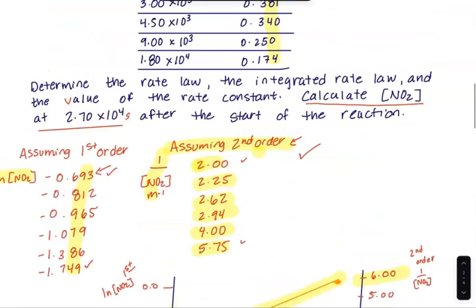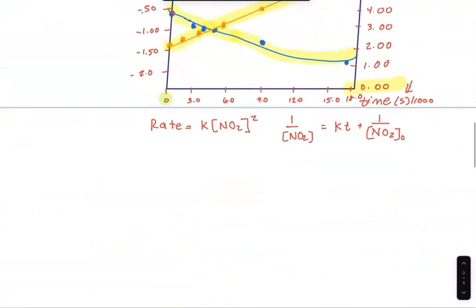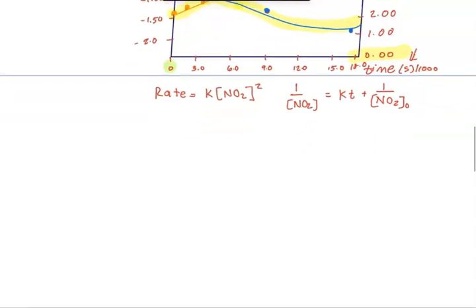So the problem did ask us to determine the rate law and the integrated rate law. We've done those two. Now we'll need to solve for the value of the rate constant. In order to solve for the value of the rate constant, we have to look at the slope, because remember, we have a linear type of relationship. So we will solve for our slope. Our slope is going to give us our K constant, which is delta y over delta x.